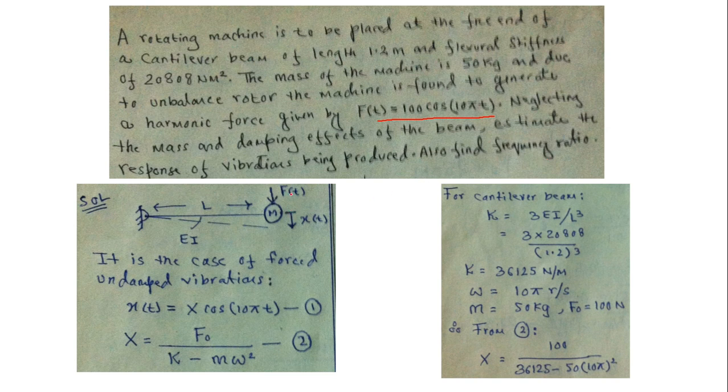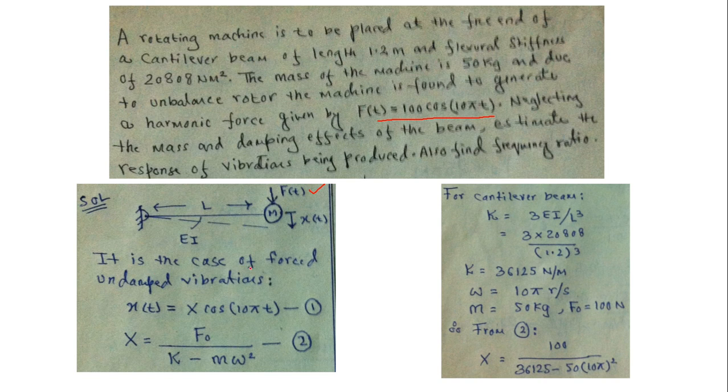So this is the diagram of the situation given in this question. We have a cantilevered beam of length 1.2 meters and flexural stiffness given, and a machine is placed on the free end of this cantilever beam, which has some kind of an unbalance in it. As the machine operates, it is found to generate this kind of a harmonic force. So this harmonic forcing function or excitation function is acting on the machine at the free end of the beam, and because of this there are some vibrations, and we need to find the response of these vibrations.